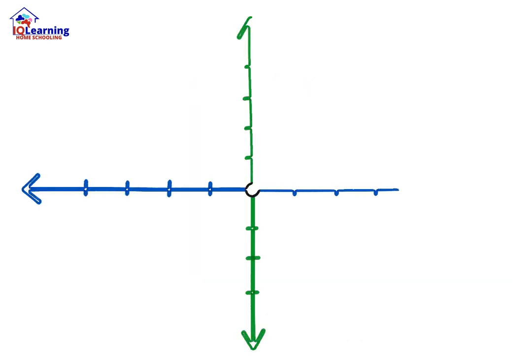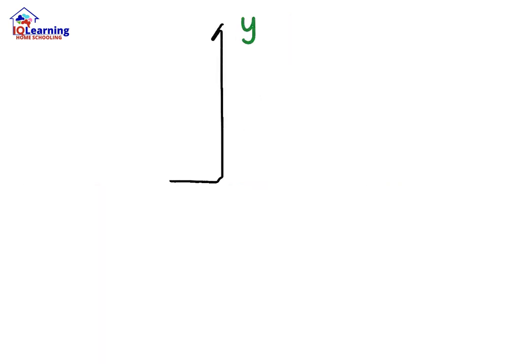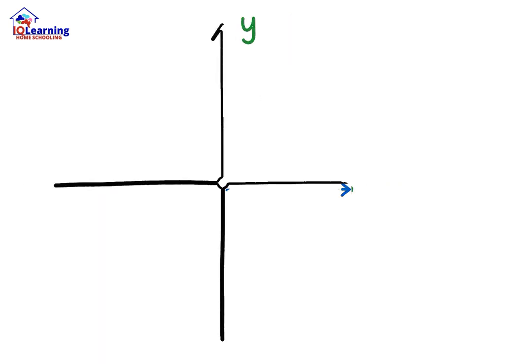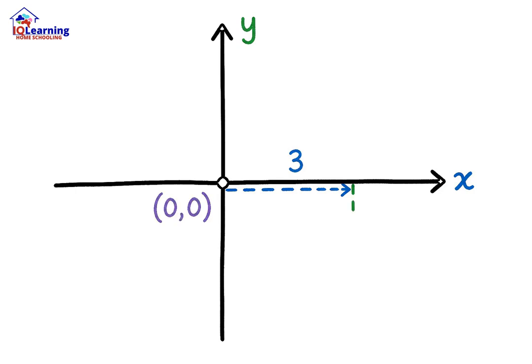Imagine two number lines crossing at a perfect right angle. The horizontal line is the x-axis, think across. The vertical is the y-axis, think to the sky. Where they meet is the starting point, the origin, or 0, 0. Every other point gets its unique address, an ordered pair like 3, -4.